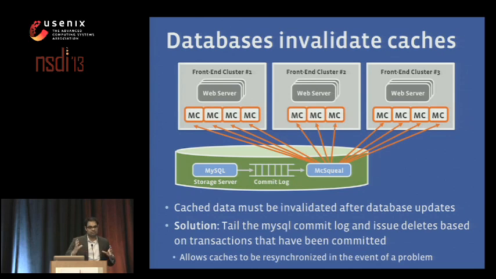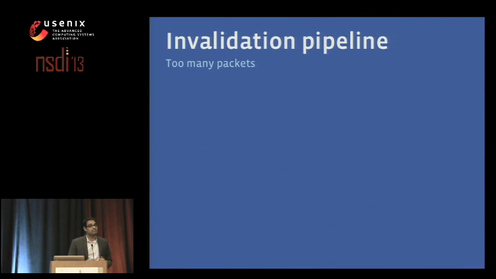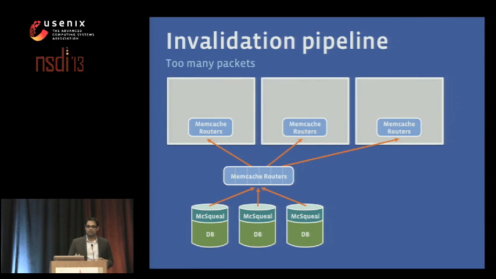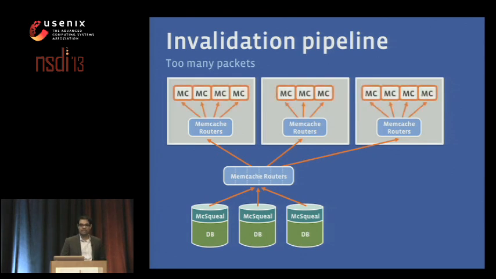Now, you might be wondering, these front-end clusters are pretty hefty things, and you were talking about a lot of packets flowing around the system. And you're actually quite right. There's a lot of packets, and doing it naively causes too many packets in the system. So we need to fix that problem. Let's say that we have a few database instances with McSQL running on top of them. We then route them to a layer of Memcache routers, or McRouter. These then fan the deletes out into different front-end clusters. Each front-end cluster has its own set of McRouters that are running, and then they, in turn, broadcast them out.